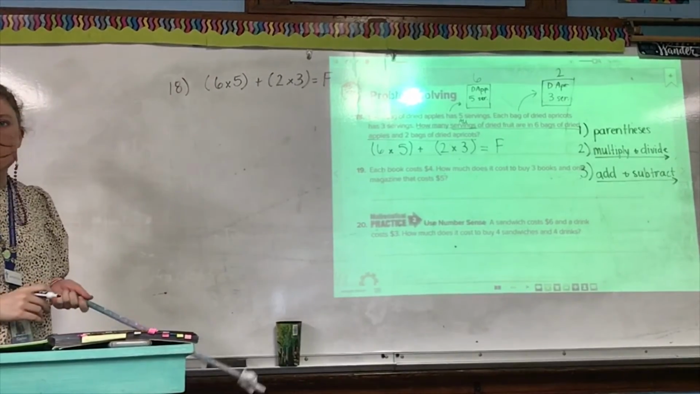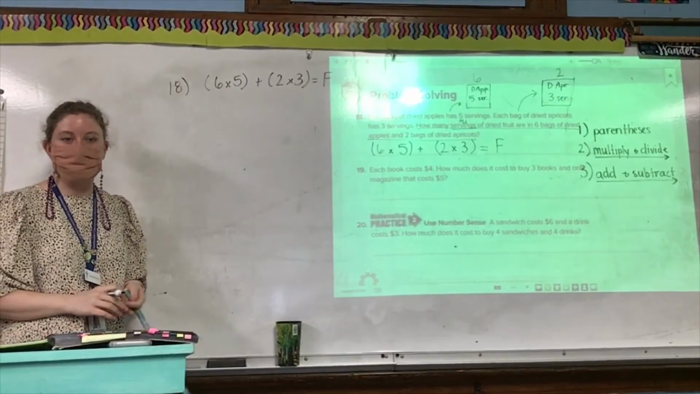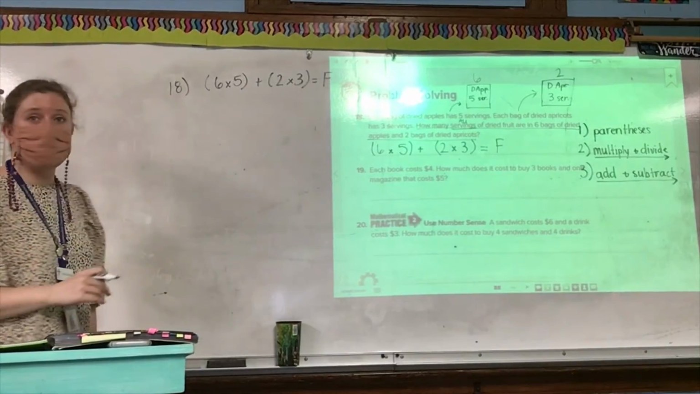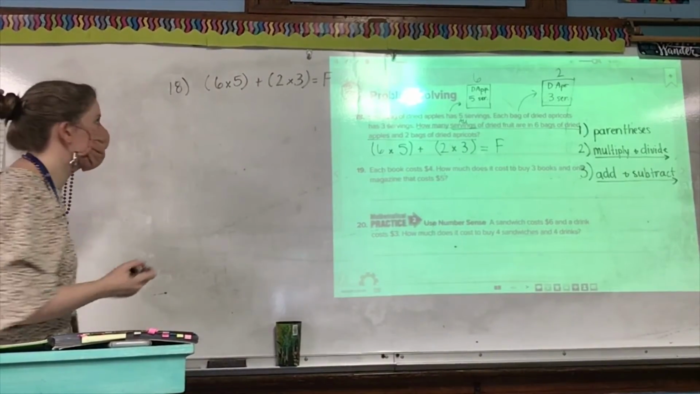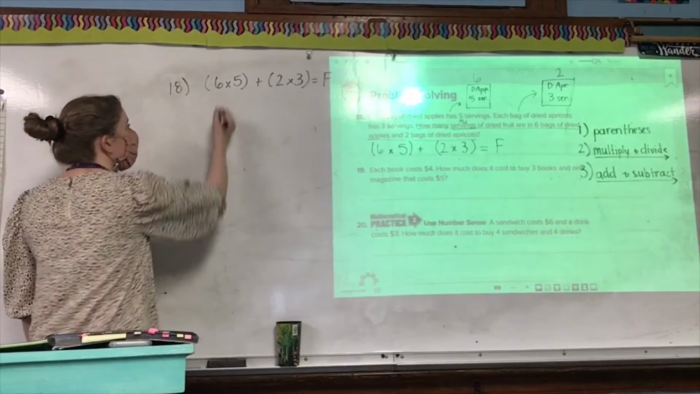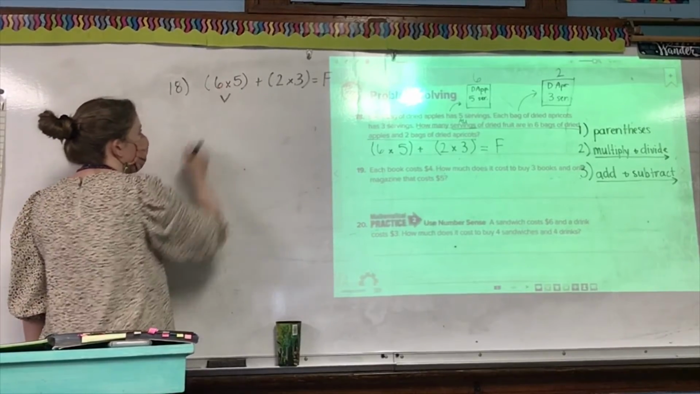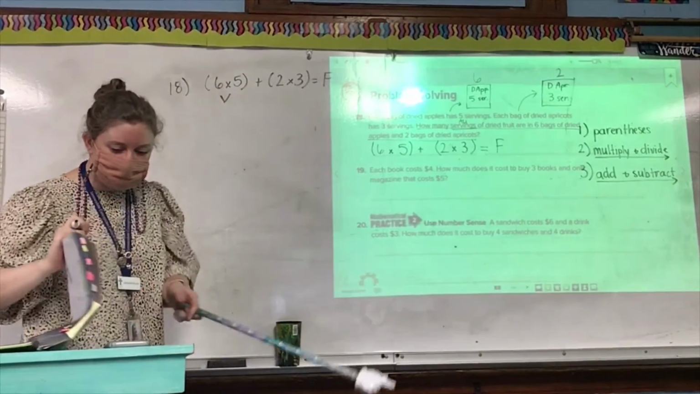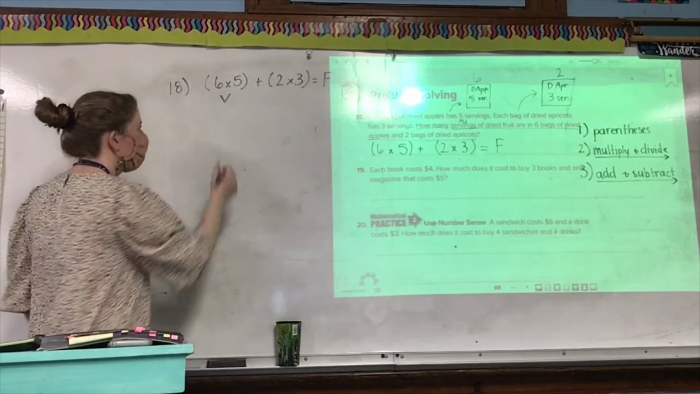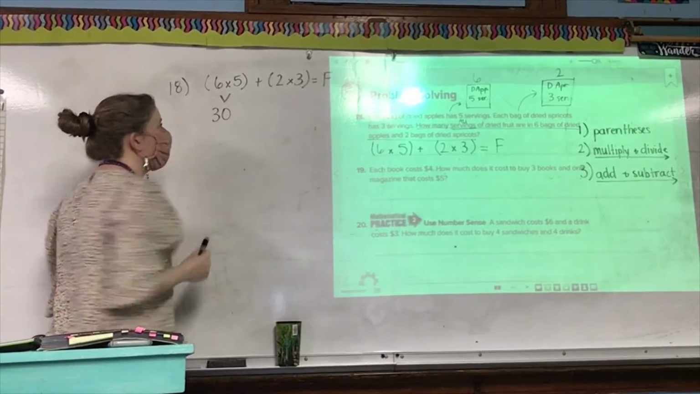What do I do first? What does the order of operations tell me to do first? Parentheses. Do we have parentheses? Yes. So what should we do first? 6 times 5. So I'm going to put a caret. 6 times 5 is 30.